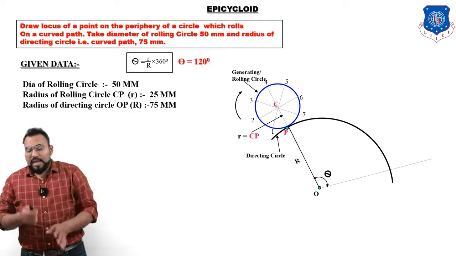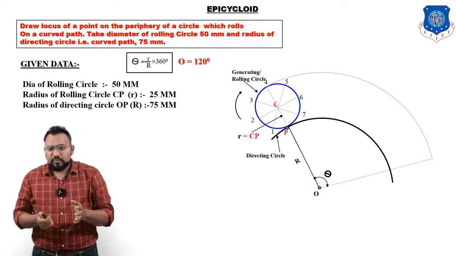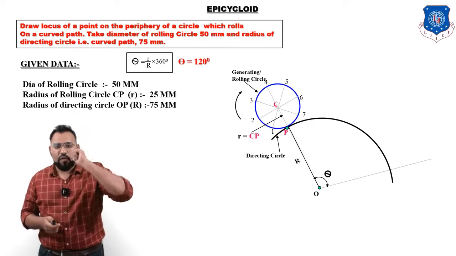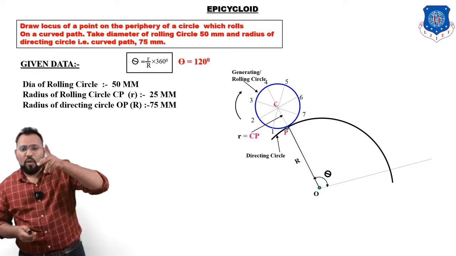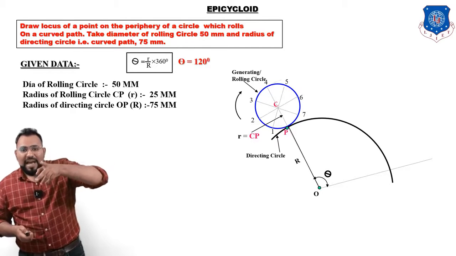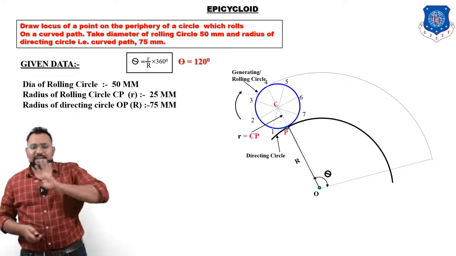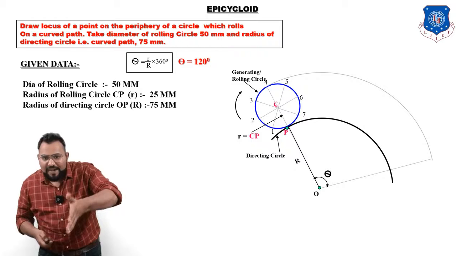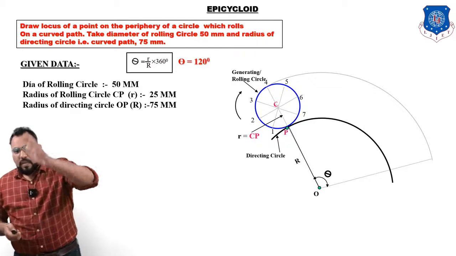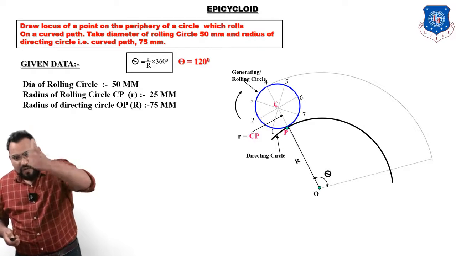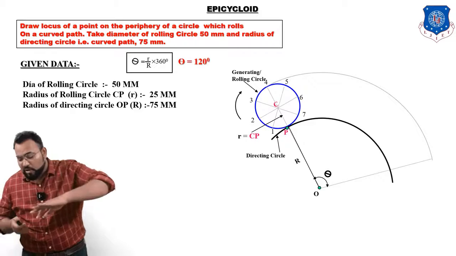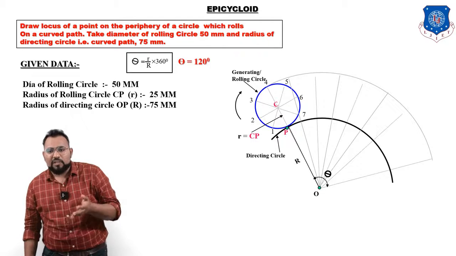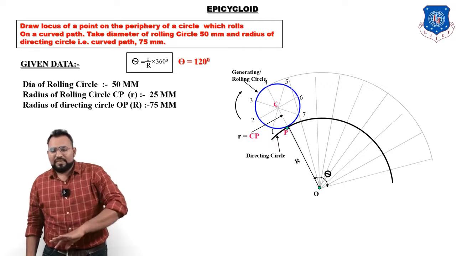Okay, now what will we do? Now let us see the point 4 on the circle. Now take a distance equal to O24 and draw an arc like this up to angle theta. Now theta is 120 degrees, so we will divide this 120 degree angle into 8 equal parts. Like this, we will divide this 120 degree angle into 8 equal parts, so 15 degrees each.